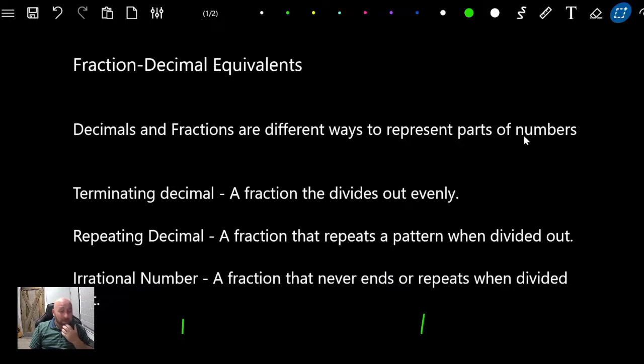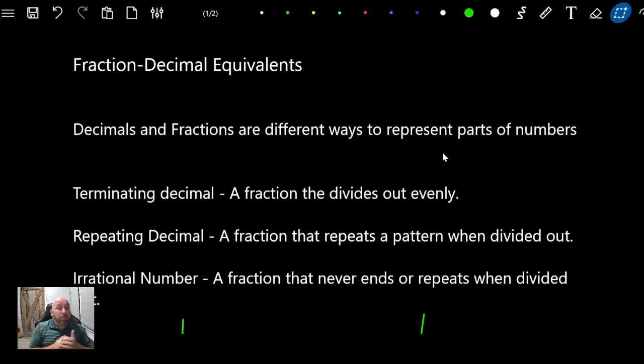What does that mean? Well, a lot of times in math, we don't have a whole number, we have a part of a number. We've already been dealing with fractions, and today we're going to talk about how, look, it says here, decimals and fractions are different ways to represent parts of numbers. You can represent a part of a number as a fraction or a decimal. It's the same part of the number, but just a different way to represent it.